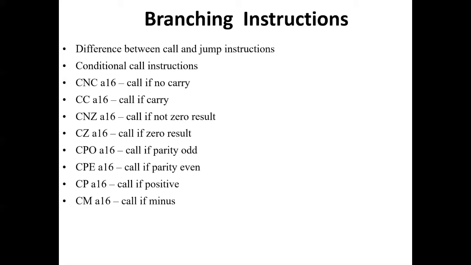We'll start with the conditional call instructions. The conditional call instructions of 8085 branch to a subroutine based on the value of a single flag. The branch takes place based on the value of carry flag, zero flag, parity flag, or sign flag. There is no call instruction based on the value of auxiliary carry flag. So first is CNC A16.